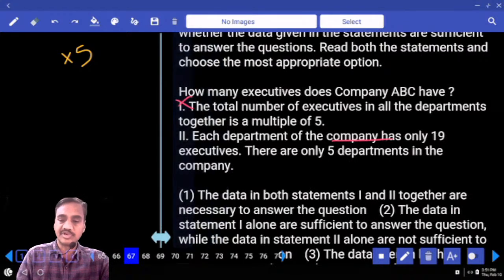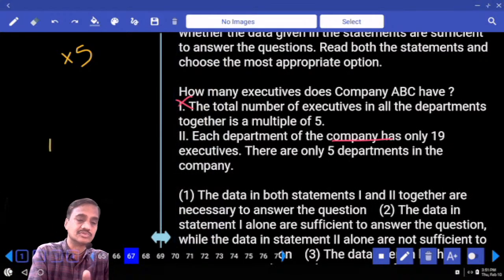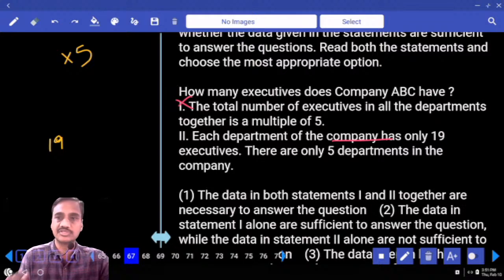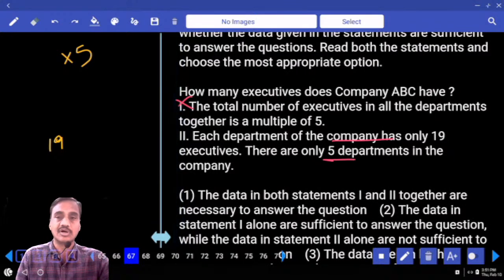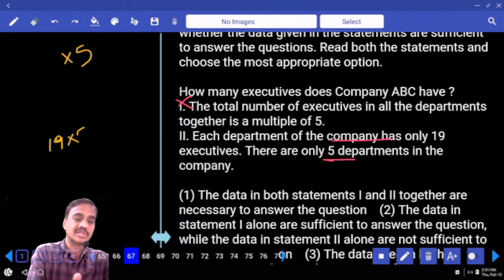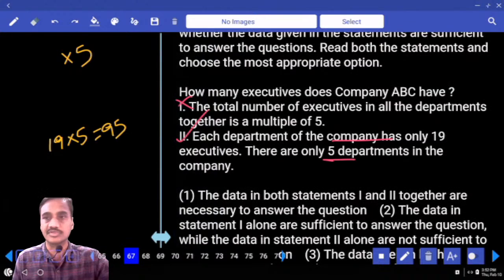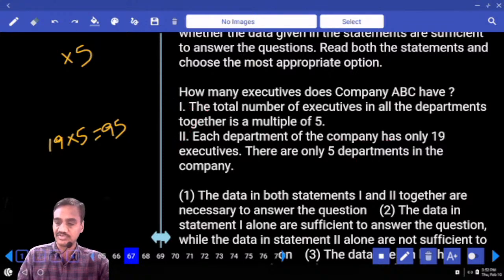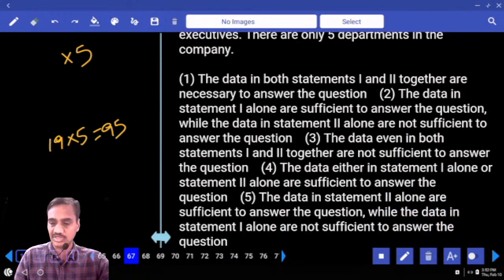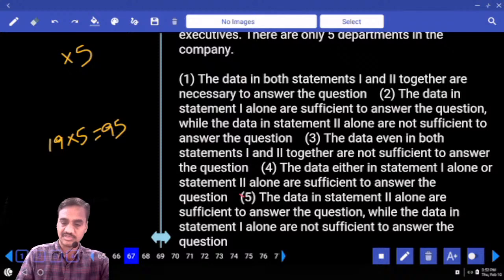Second, each department of the company has only 19 executives. Now with 19 executives in each of these departments, how many departments are there? 5. Hence 19 into 5, the total number of executives in the company can easily be found out. Hence statement 2 alone is sufficient. And choice 2, statement 2 alone is sufficient, is the answer.